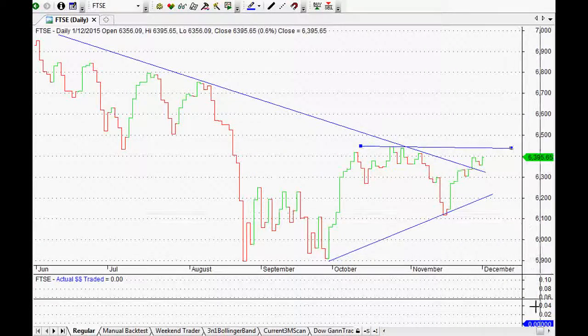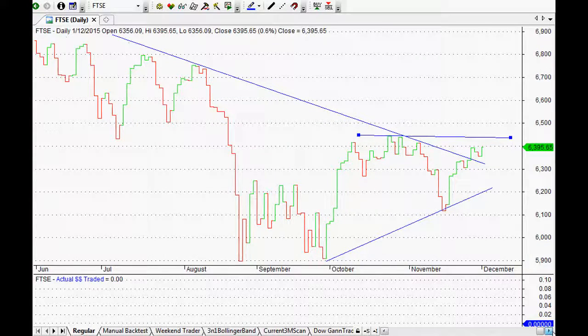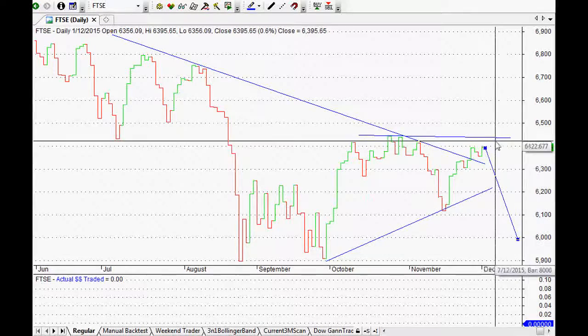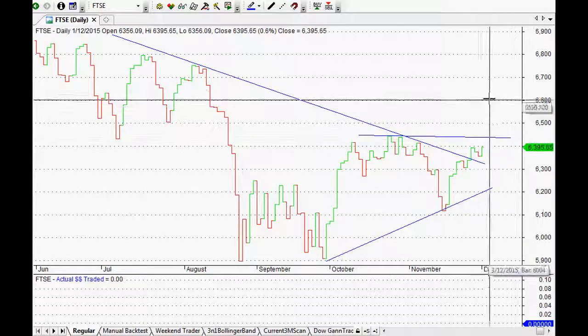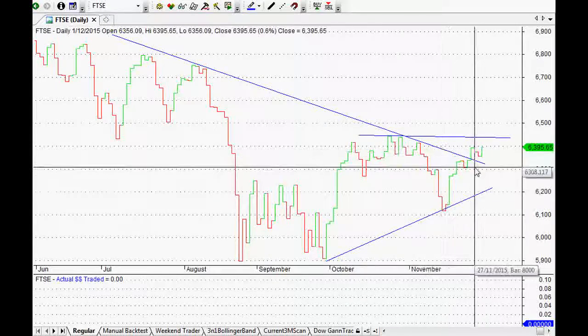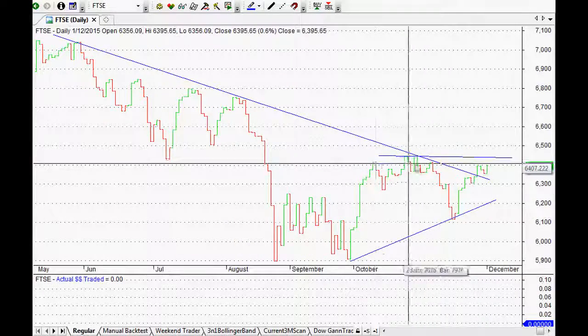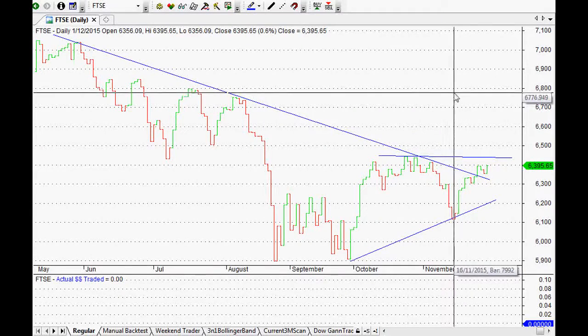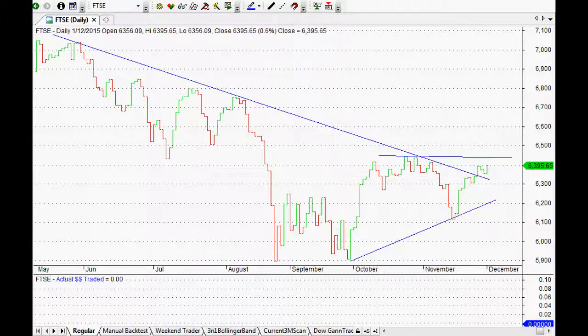I have seen these patterns break out to the downside, so you could see it move out down that way, and that's why I would usually wait for it to show its hand. So in this consolidation move, the FTSE is still in a downtrend, and if it moves above about 6,450, then that would be happy days on the FTSE.